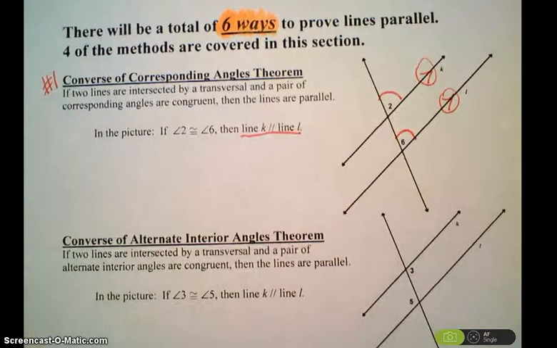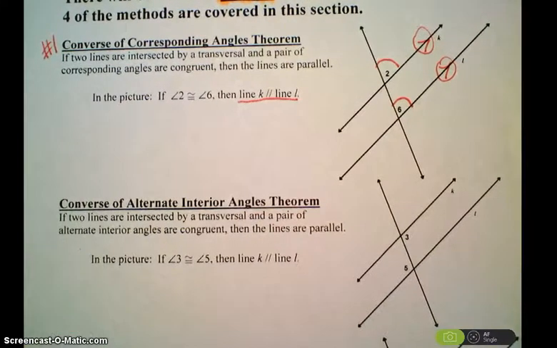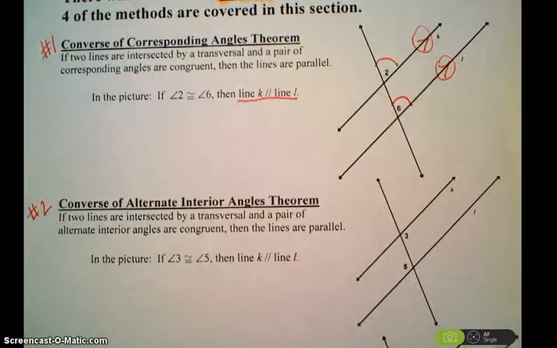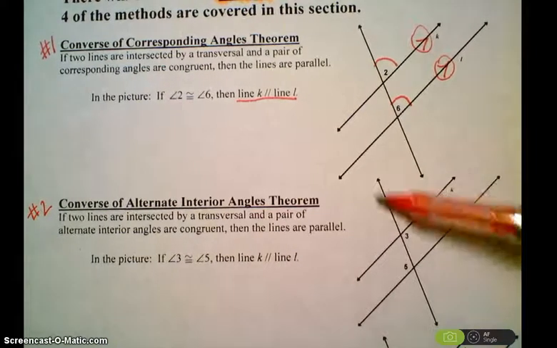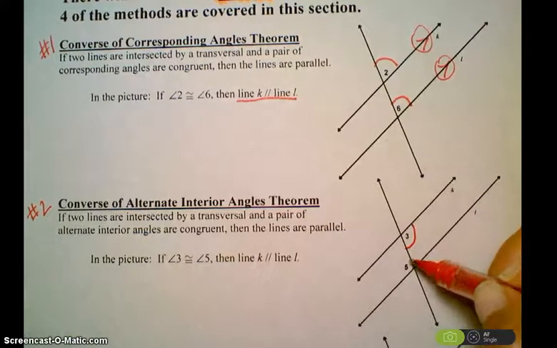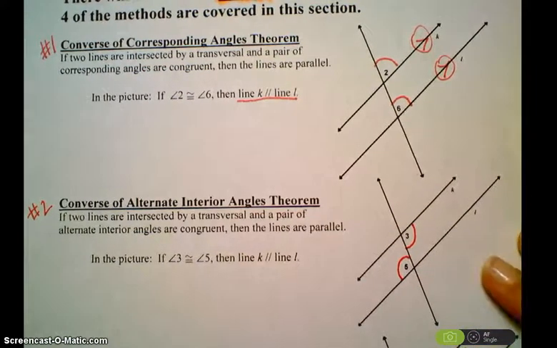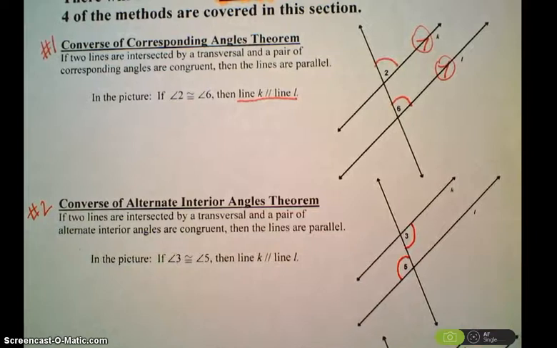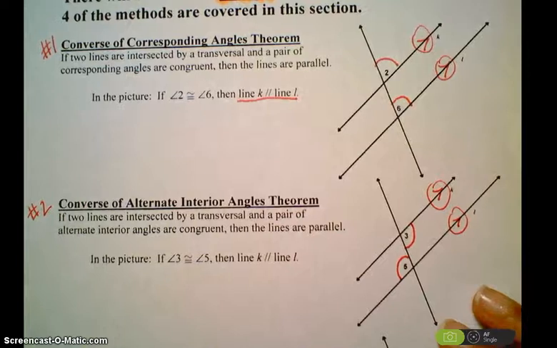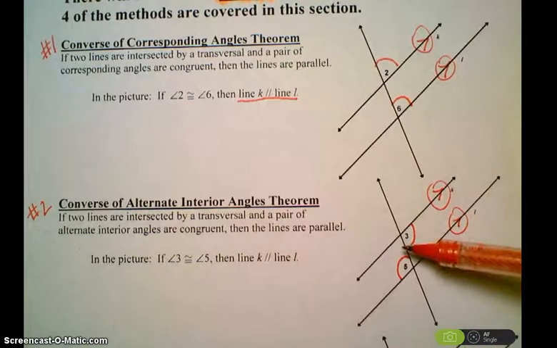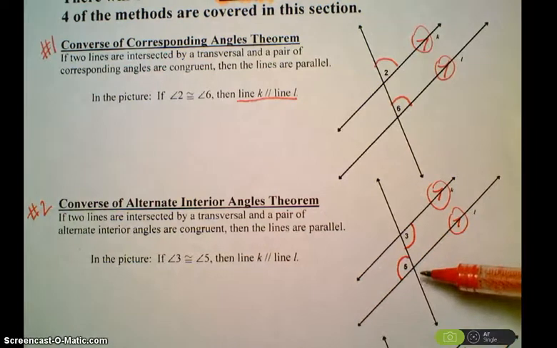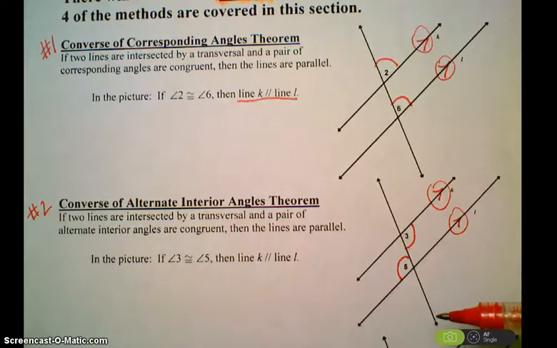The second method of proving 2 lines parallel is the converse of the alternate interior angles theorem. That one says, again, if I have my 2 lines being crossed by a transversal, and I know that my 2 alternate interior angles are congruent to each other, then once again, I'm guaranteed that the lines will turn out to be parallel. There are 2 sets of alternate interior angles. I just highlighted this particular set. If the other one is also congruent, that would be sufficient to prove the lines are parallel.